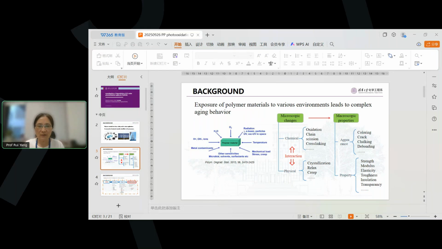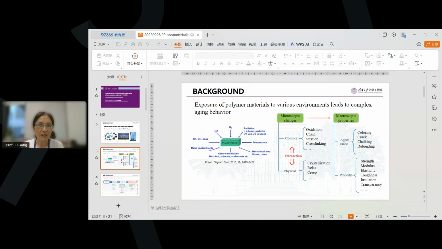So we can detect the bulk changes, of course. And since there are some volatile small molecular products, we can also detect them by, for example, pyrolysis GC-MS, and TG-FTIR, etc. So in this talk, I will focus on the volatile products.